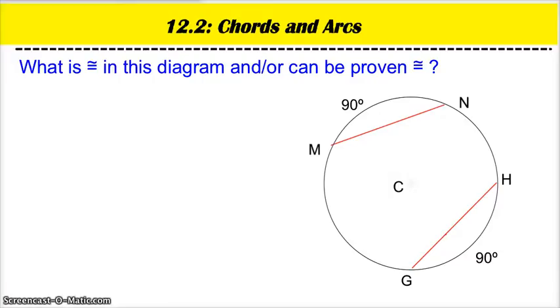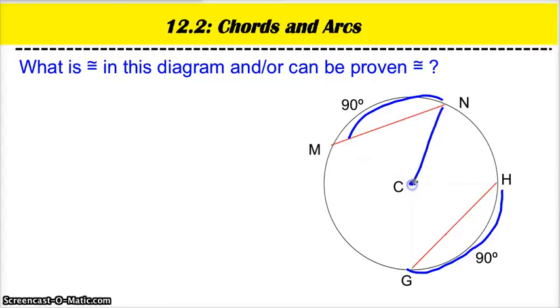In this slide, you don't have to write anything down. It's not on your paper. I just wanted you to see. If this were class, we would have had a discussion. What is congruent in this diagram and what can be proven congruent? Well, if you notice these arcs, arc MN and arc GH are both congruent. Well, what do we know about congruent arcs?